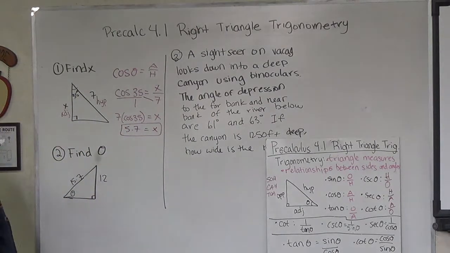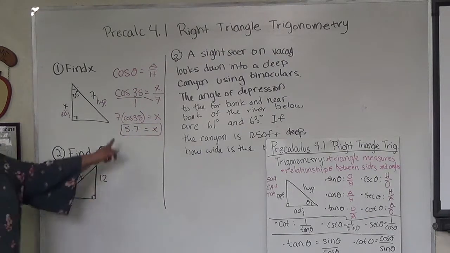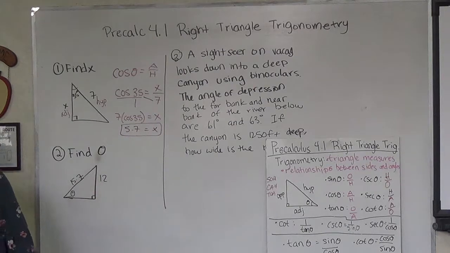Hey, I need you guys to check, because it has to be in degrees, not radians. So I need you to actually fill this out, and if you're not getting 5.7, your calculator's in the wrong setting.